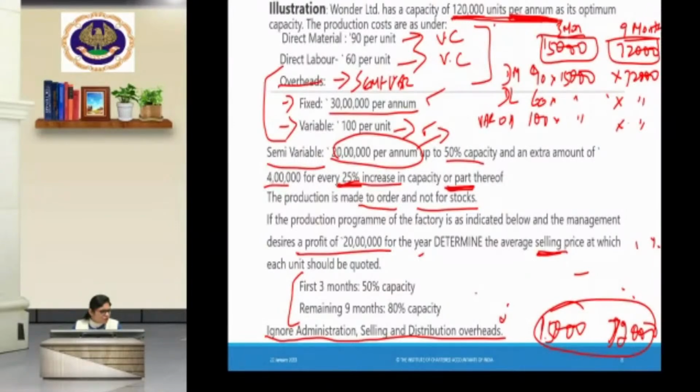Can't we just show semi-variable cost in working note instead of creating new column? Where you are creating a new column? I'm not getting it.